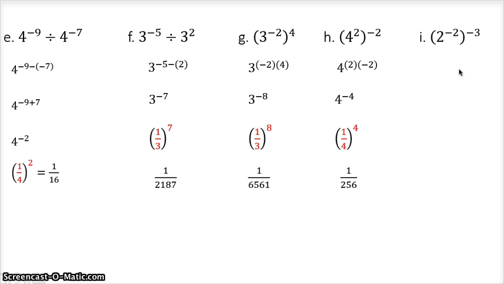And the final question, 2 to the negative 2 raised to the negative 3. Multiply your exponents, so 2 to the 6th. The negative canceled out, and you're just left with 2 to the 6th power, which is 64.